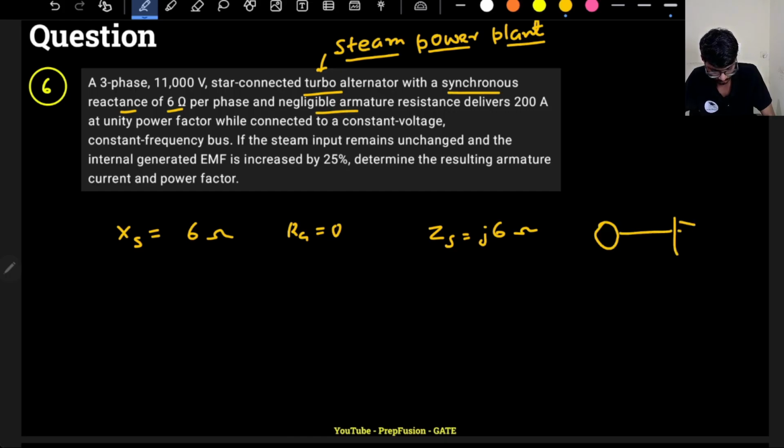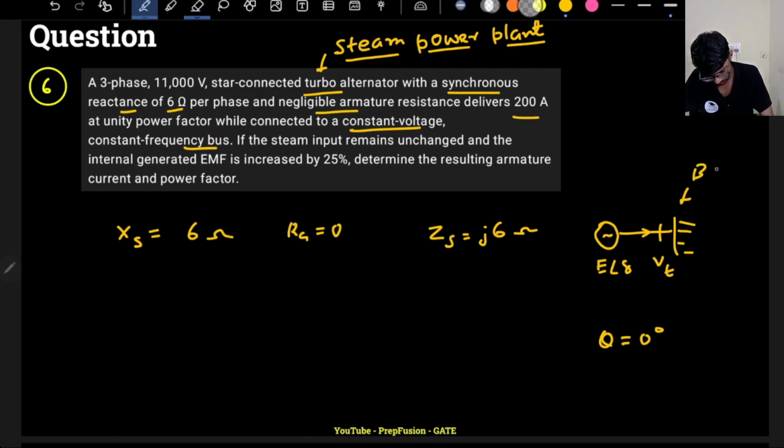This is my circuit. I have an infinite bus bar. This is my terminal voltage VT, and this is my induced EMF E at angle delta. Now they are telling me it is connected to a unity power factor load initially, so the angle of current, theta, will be 0, and it delivers 200 amperes of current while connected to a constant voltage, constant frequency bus. This is the bus.